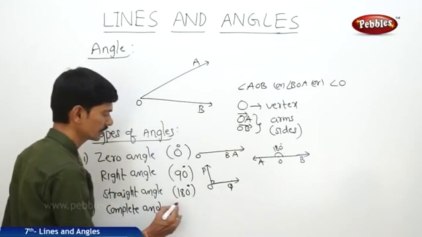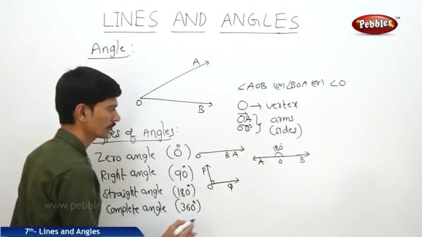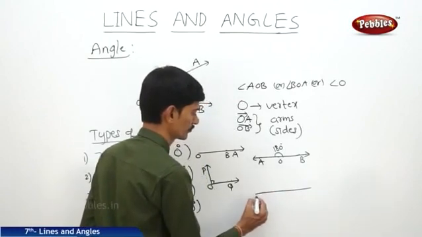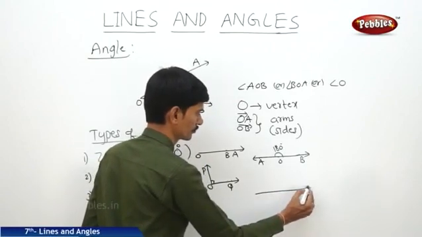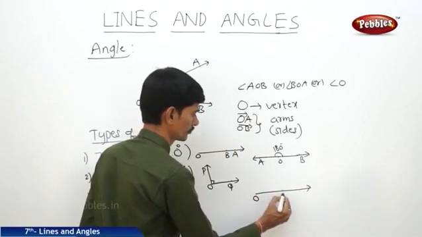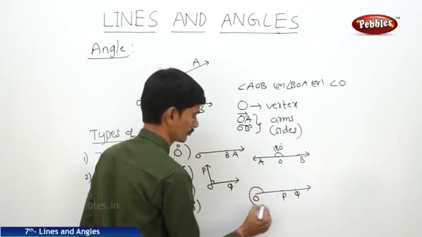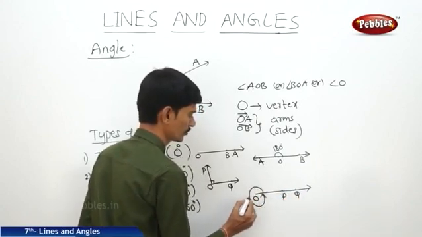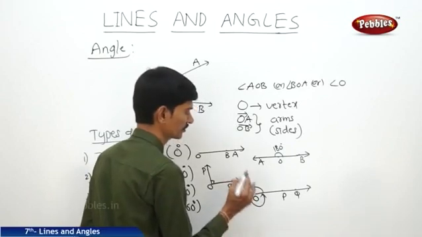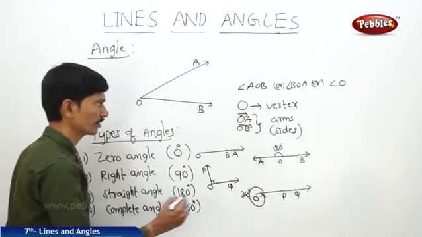And the complete angle. An angle whose measure is 360 degrees is called complete angle. So one rotation is completed here, 360 degrees.